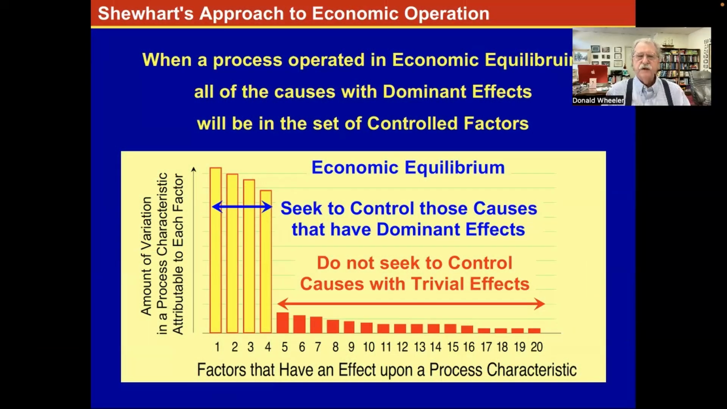I'd like to begin this session with a summary of the concepts and computations that we have talked about in the past 4 sessions. When a process is operated in economic equilibrium, all of the causes with dominant effects will be in the set of control factors. We want to control all of those causes that have dominant effects, and we do not seek to control causes with trivial effects. So this is Shewhart's approach to economic operation.